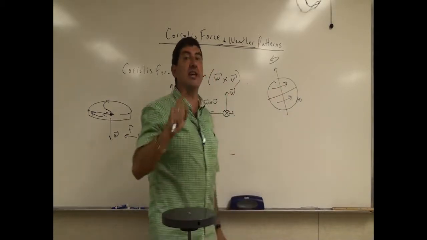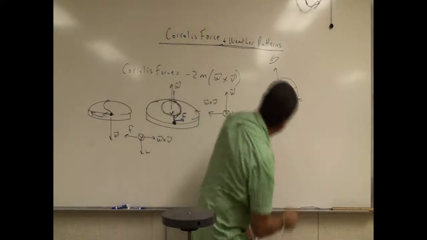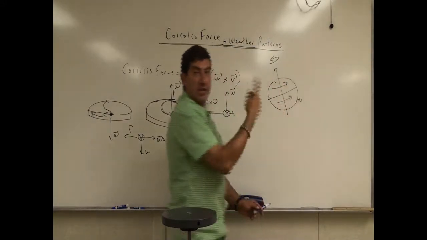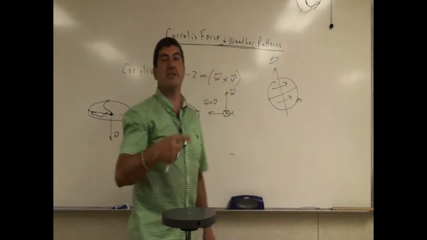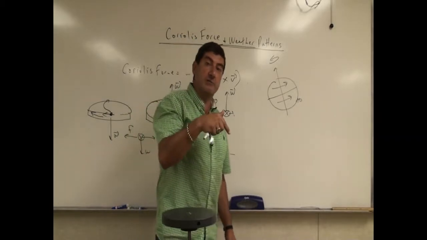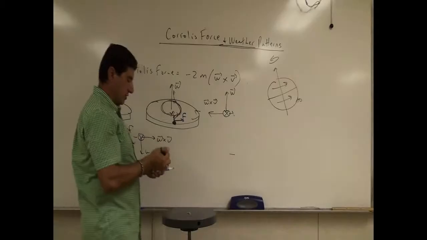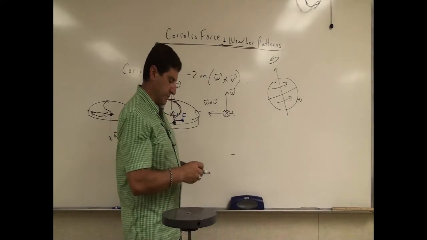So the Earth is rotating counterclockwise when viewed from the top. But if you view it from the bottom, it's rotating clockwise, right? So if you're living in the Southern Hemisphere, you should be saying the Earth rotates clockwise. If you're living in the Northern Hemisphere, it rotates counterclockwise. So let's see the video, and then you can get a better understanding of how this works.